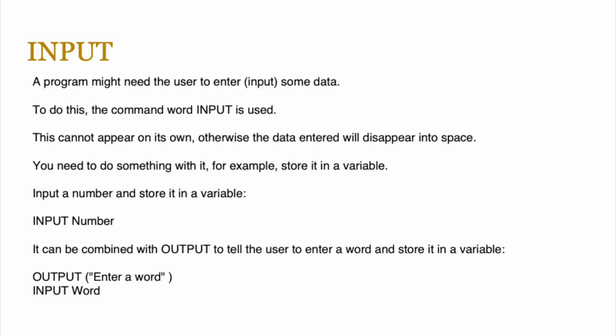Now it can also be combined with output, so you can prompt the user to enter something. For example, output brackets in quote marks enter a word. You're prompting the user to enter a word, and then you say input word. So the user's answer or their input is going to be stored in the variable word. You will of course need to declare this at the beginning, and you'll say this is going to be of type string. So all of that will need to be done for this input command to work.